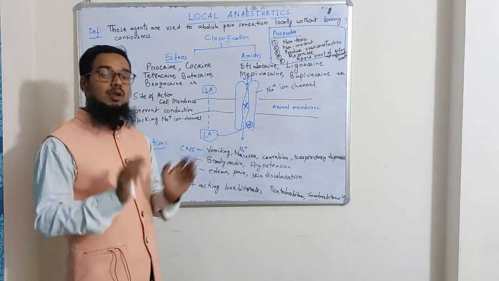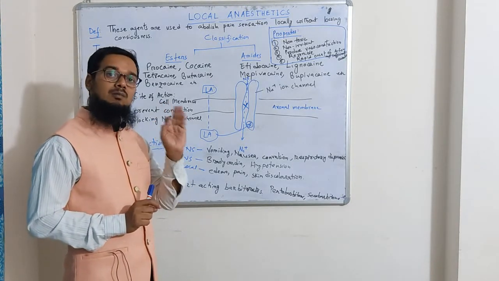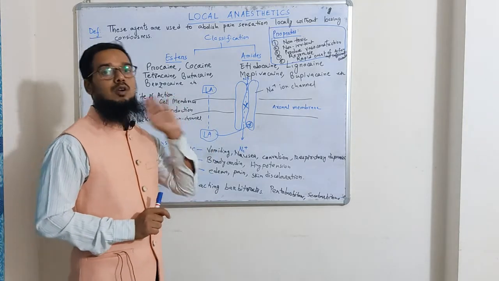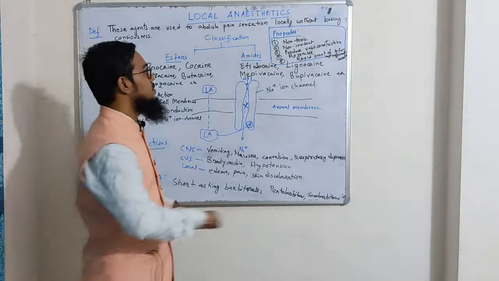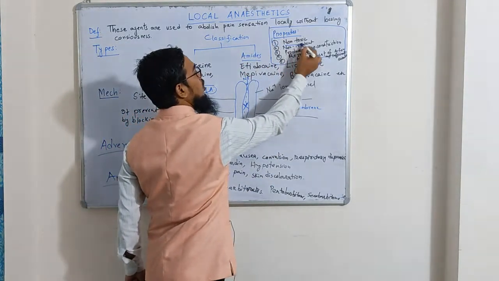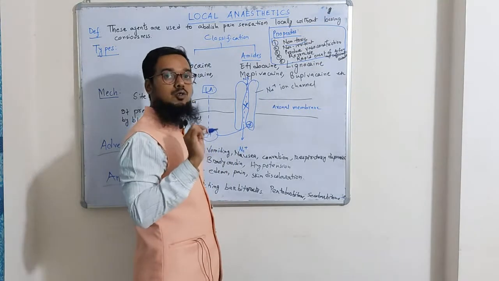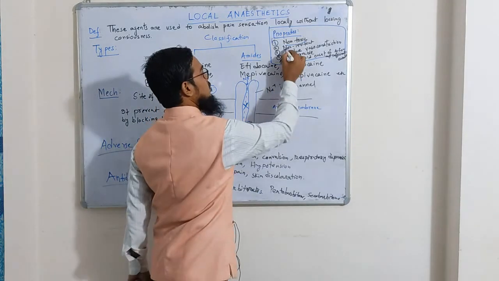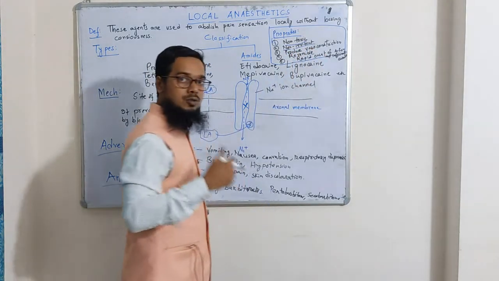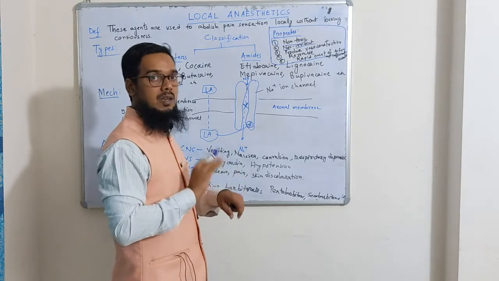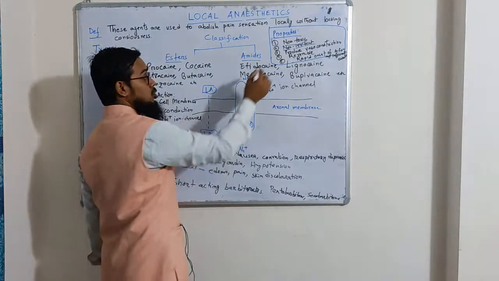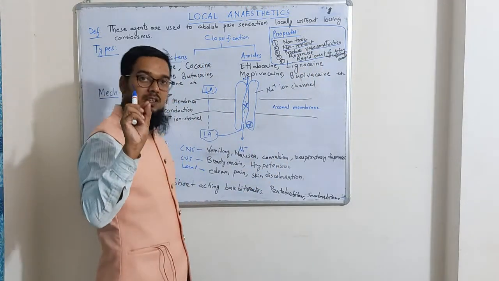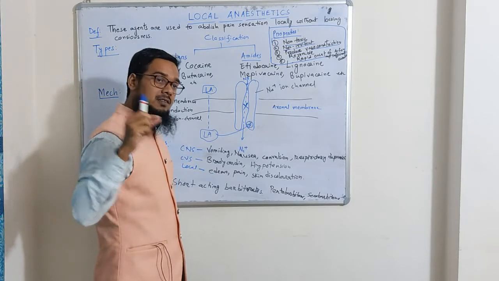A particular local anesthetic should have some characteristics to become an ideal, good local anesthetic. These properties are: number one, it should be non-toxic. It should not produce toxicity in the body. It should be non-irritant. It should not produce any irritation in the local area. It should produce vasoconstriction. It should constrict the blood vessels to prevent excess blood flow.